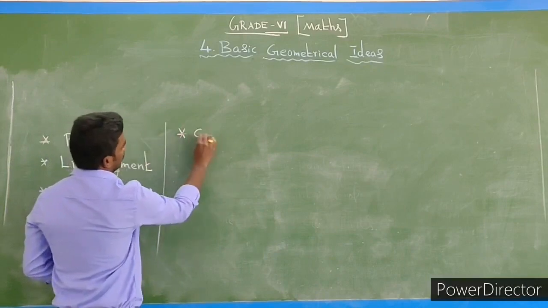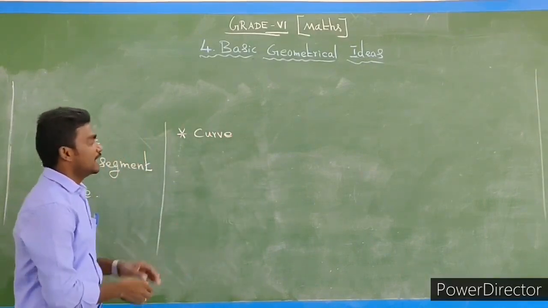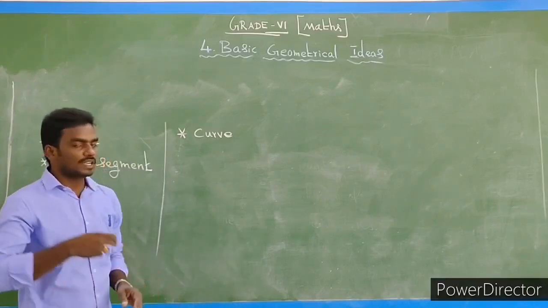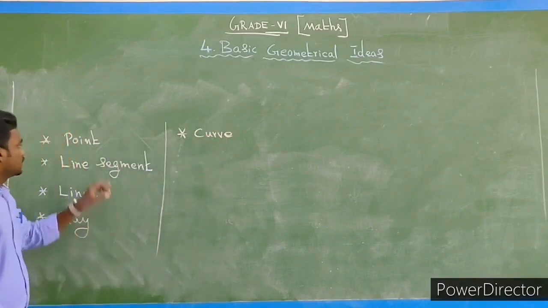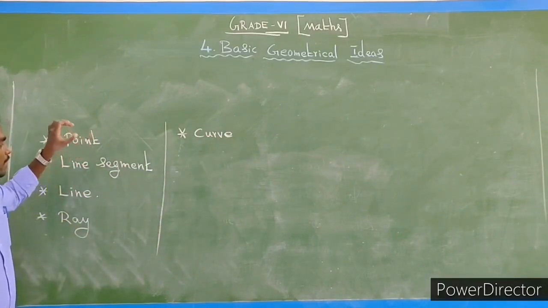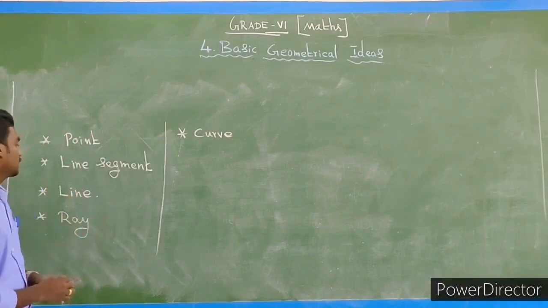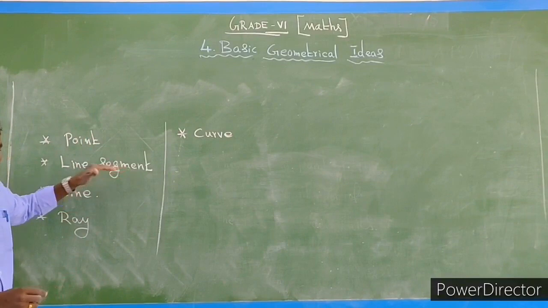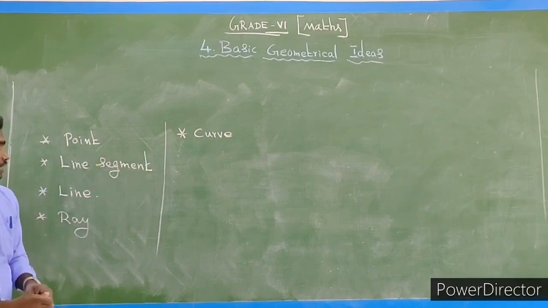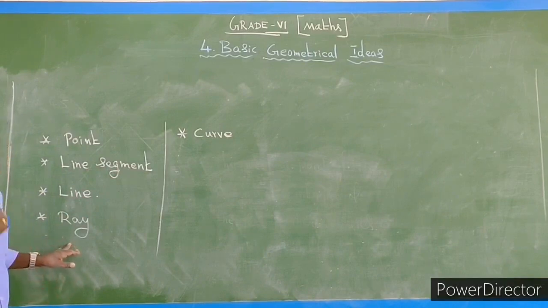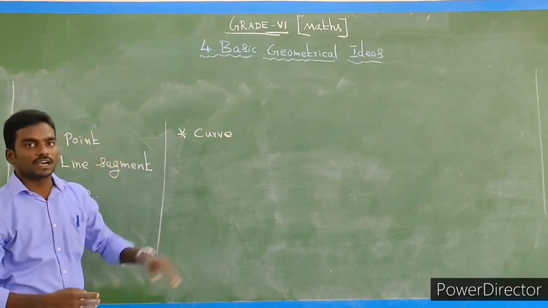What is next? Curve. We know a curve is any drawing made without lifting the pencil. Point determines a location. A line segment is the shortest distance between two points. A line segment extended in both directions infinitely is called a line. A ray is a portion of a line that starts at one point and goes endlessly in one direction. Any drawing made without lifting the pencil is called a curve.